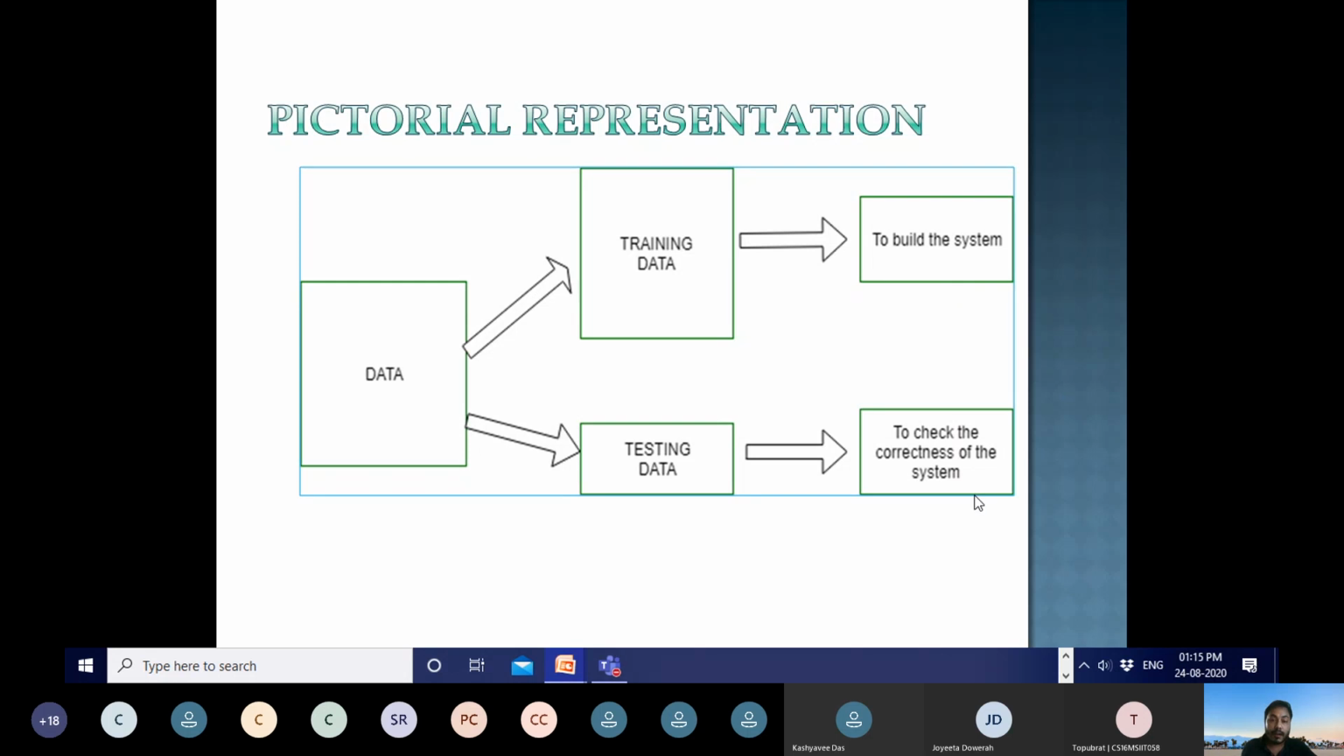This question might be asked in some examination: which data will we use for checking the accuracy of the system, of the machine learning model? What will be the answer? Testing data. Testing data. Okay, good.